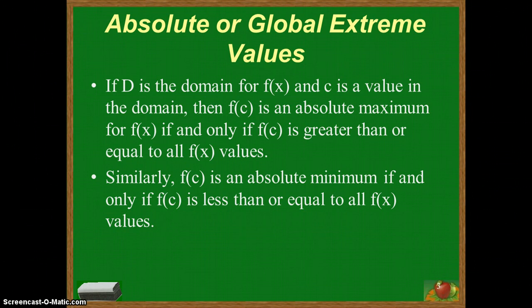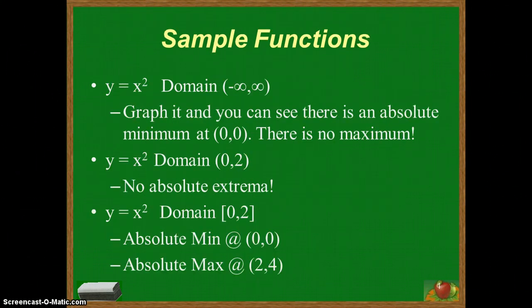So, mathematically, let's look at a function with a domain D. And we'll say that c is some value in the domain. Remember, domain is what the x values, or as they call it in algebra, input values can be. Then f of c would be an absolute maximum for f of x if and only if f of c is greater than or equal to all f of x values. Similarly, f of c would be an absolute minimum if and only if f of c is less than or equal to all f of x values.